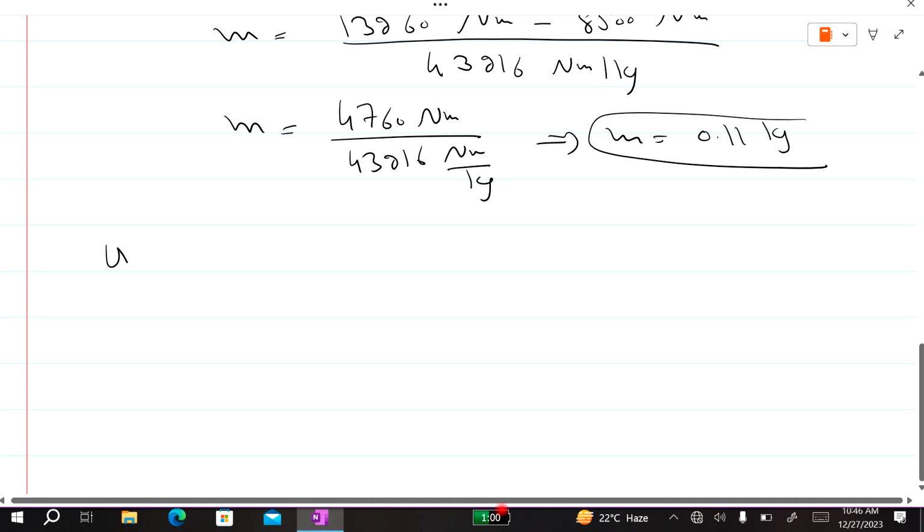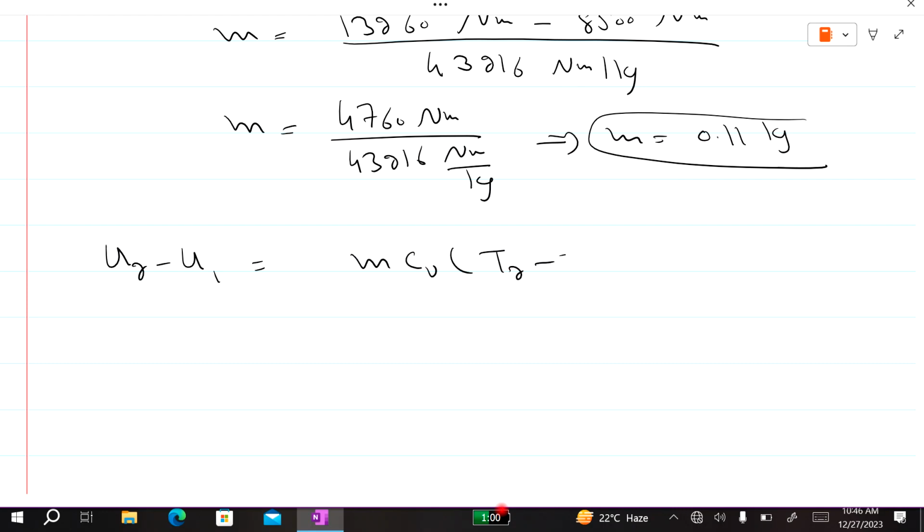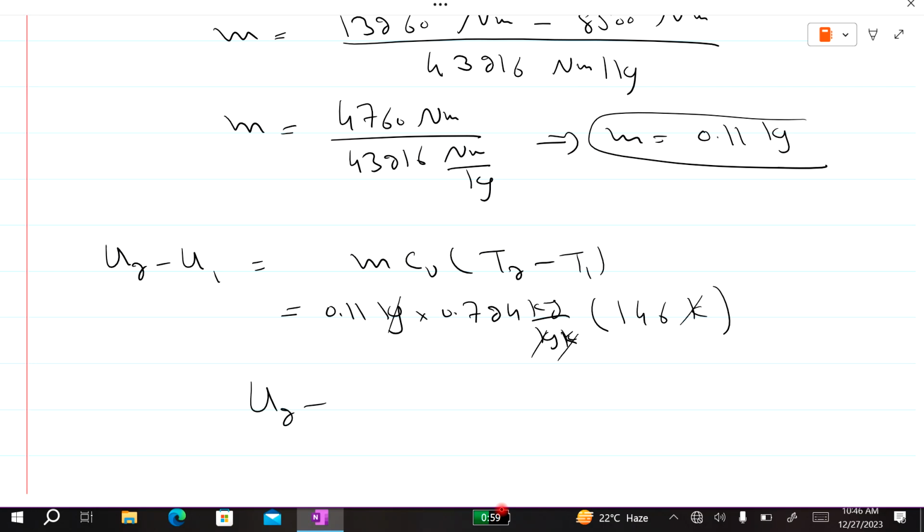And for U2 minus U1, finally we find it using Joule's law. U2 minus U1 is equal to M Cv T2 minus T1. Putting values, M is equal to 0.11 kilogram. The value of Cv is 0.724, already given to us, kilojoule per kilogram per Kelvin. T2 minus T1 is equal to 146 Kelvin. This kilogram will be cancelled with kilogram, and this Kelvin will be cancelled with Kelvin. So the final answer, U2 minus U1, is equal to, multiplying these three values, 11.64 kilojoule.